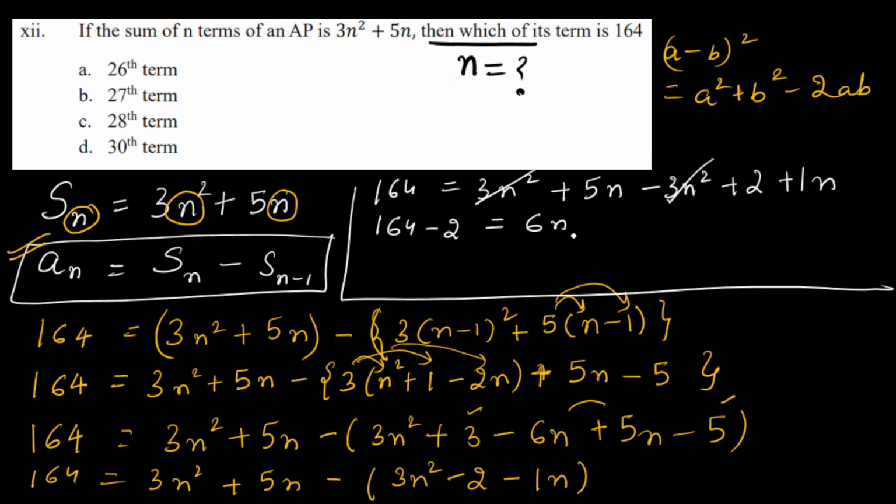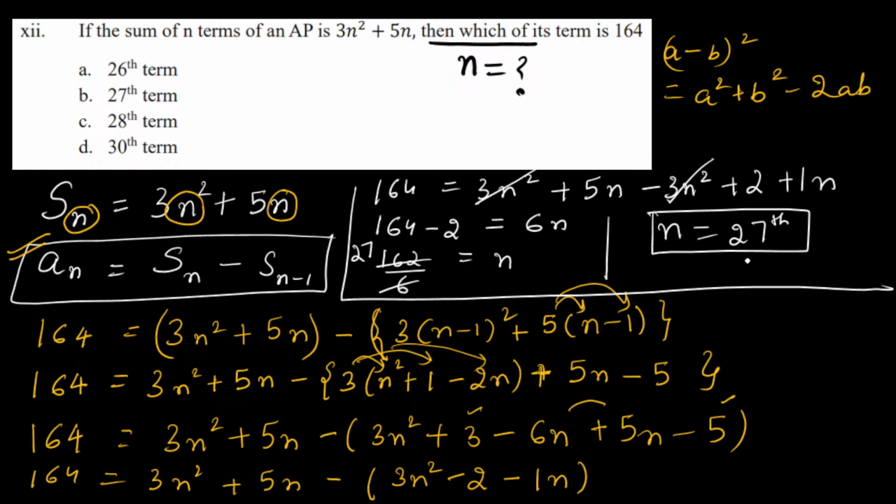So 28th term, okay, Tarun has solved. 164 minus 2 is 162. 162 by 6, because 6 we have to shift to the other side. So we can divide 6 into 2. If you divide this, cancellation we can do. 6 into 2 is 12, 42. 6 into 7 is 42. So I am getting n's value as 27. 162, 27th I am getting.